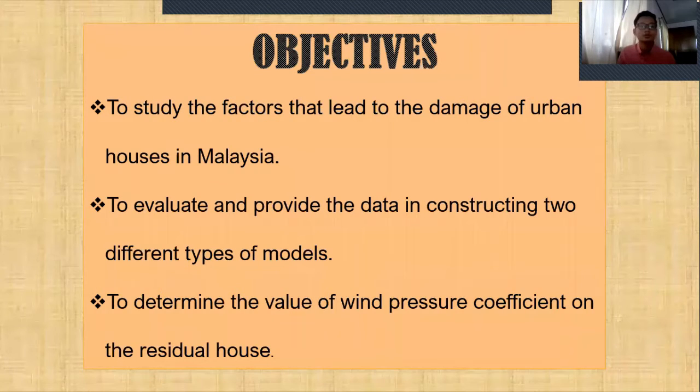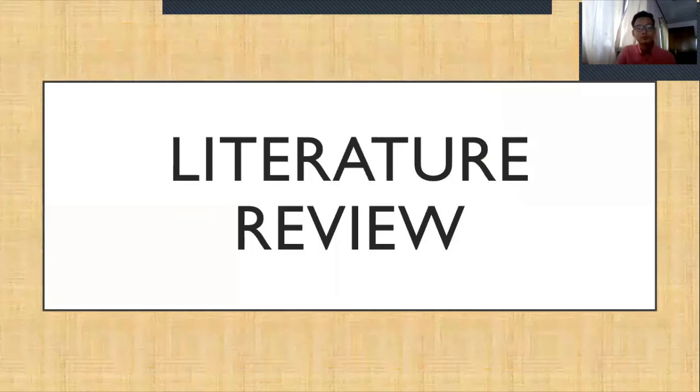Next is the objectives. The first objective of this study is to study the factors that lead to the damage of urban houses in Malaysia. The second objective is to evaluate and provide the data in constructing two different types of models. And the last objective in this Final Year Project 1 is to determine the value of wind pressure coefficient on the residential house.